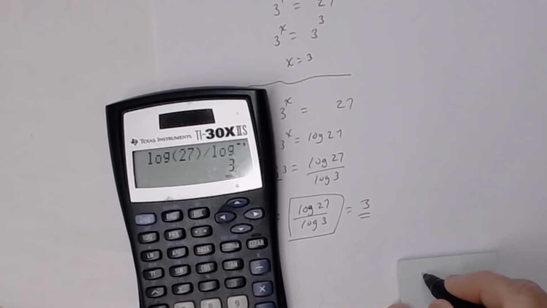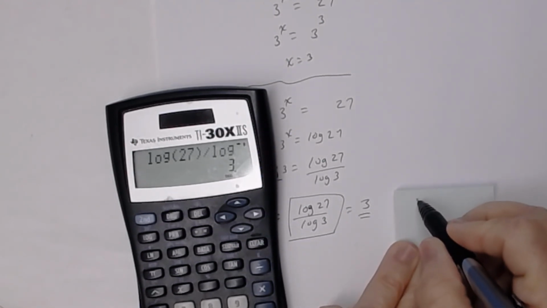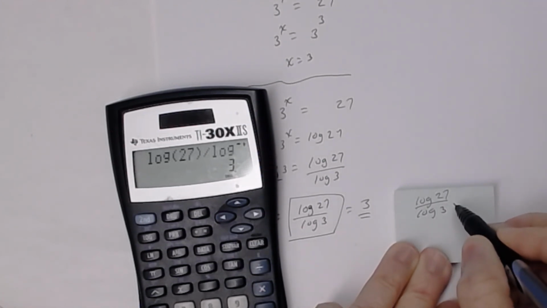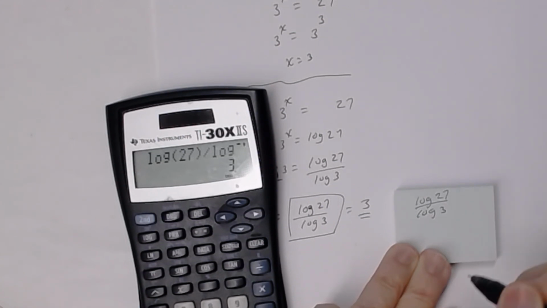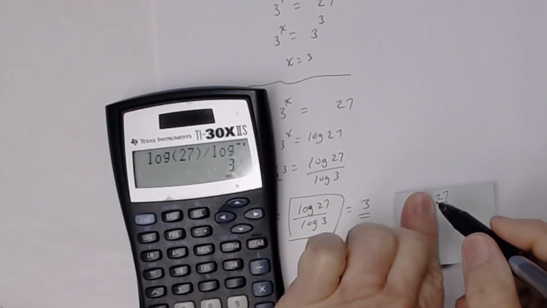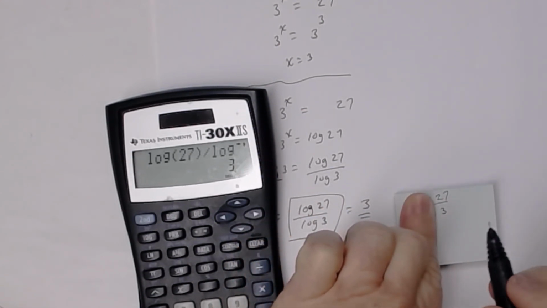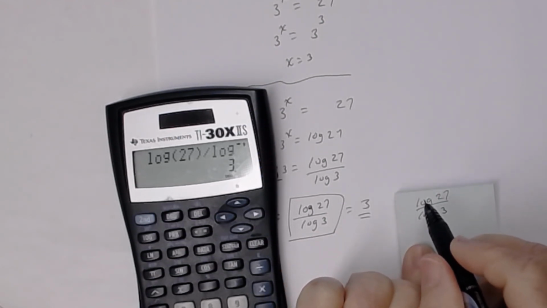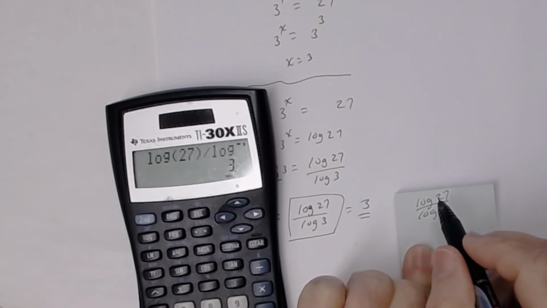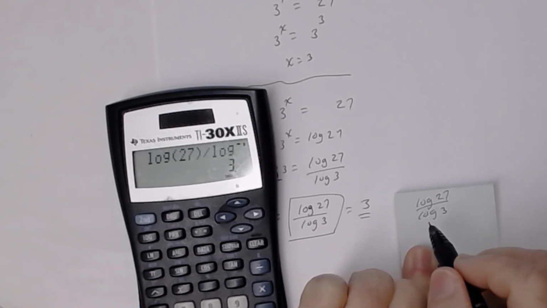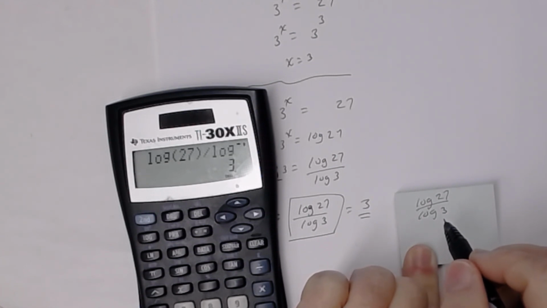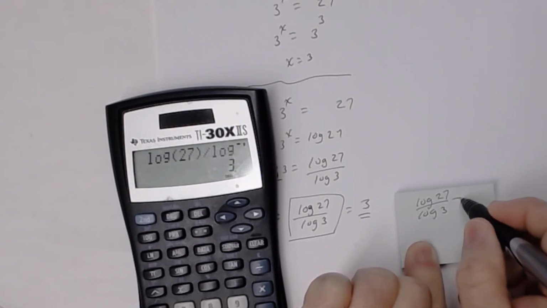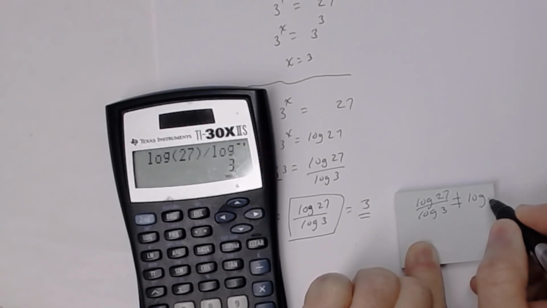So I just want to remind you. I'm going to write this here. There's a very common mistake people make. They see this 27 divided by 3 and they think 9, right? Because if you look at this, 27 divided by 3 is 9. But you have to be careful. That's not 27 divided by 3 that you see here. That's the log of 27, which is a real number, divided by the log of 3, which is another real number, right? So that does not mean the log of 9.